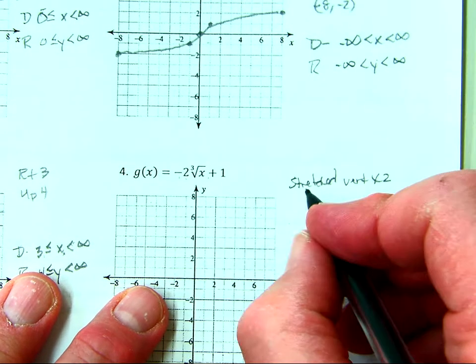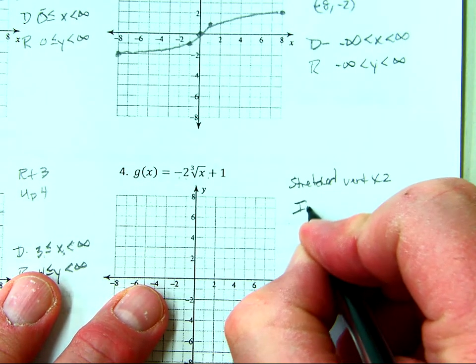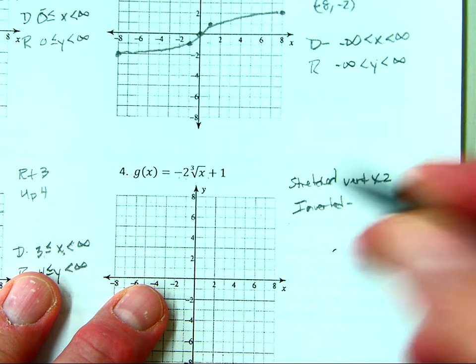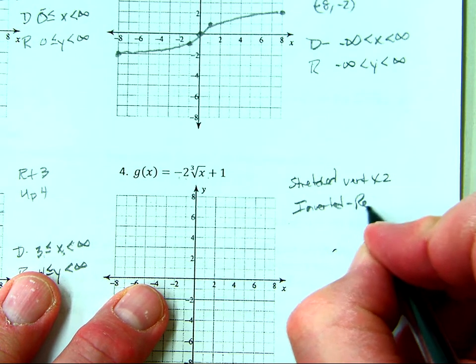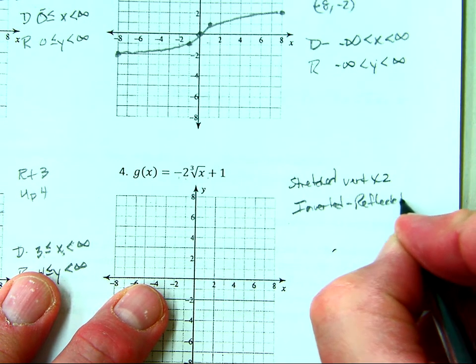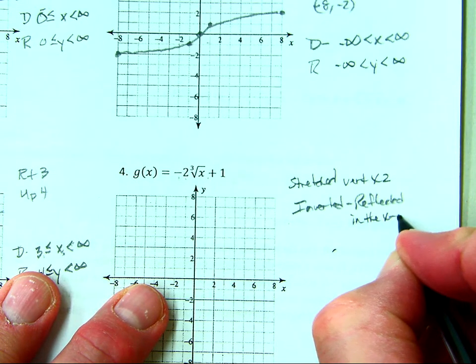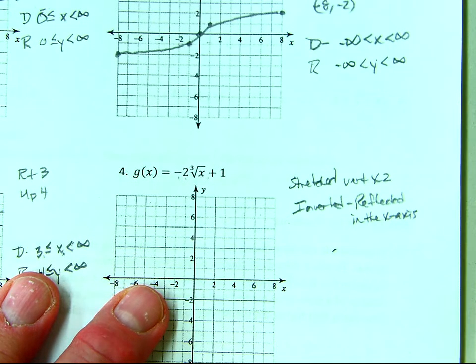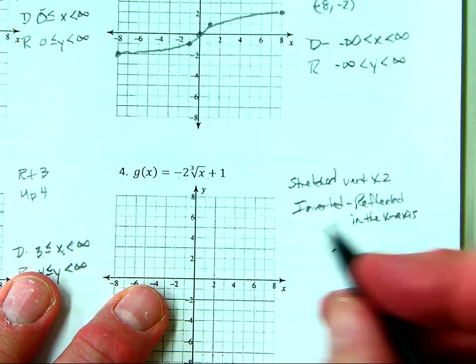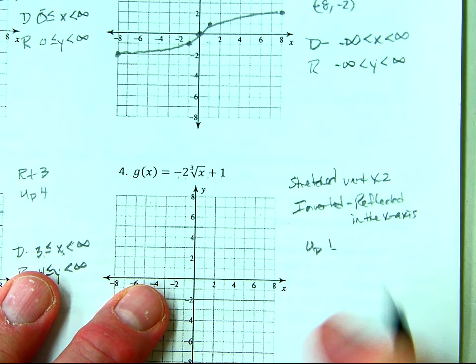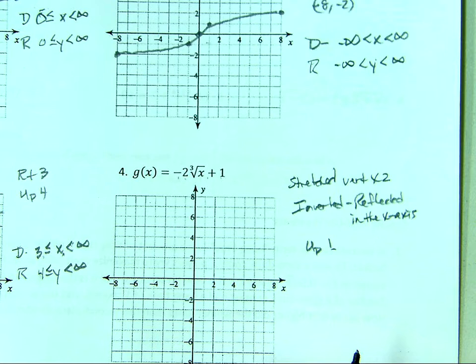It's got a negative, so it's inverted. I use the term inverted. The book will say reflected in the x-axis. Same thing. And then on the outside, it's got a +1, so that's up 1. So we're going to do those 3 things. We're going to multiply every y coordinate by 2. We're going to flip it across the x-axis and then move it up 1.